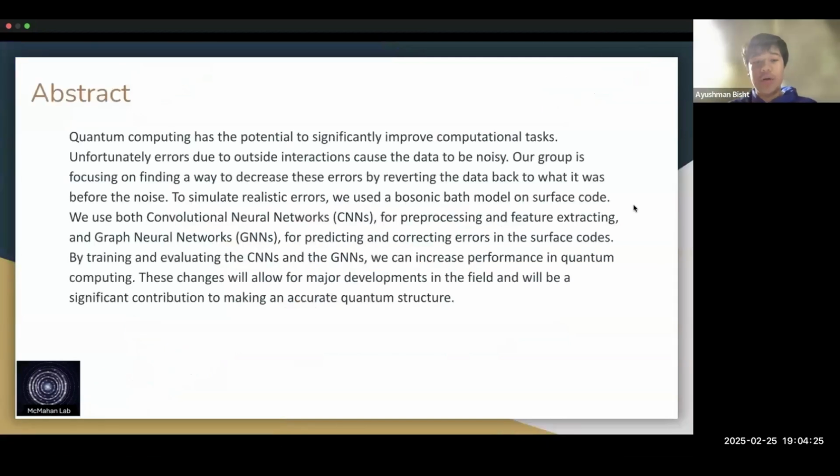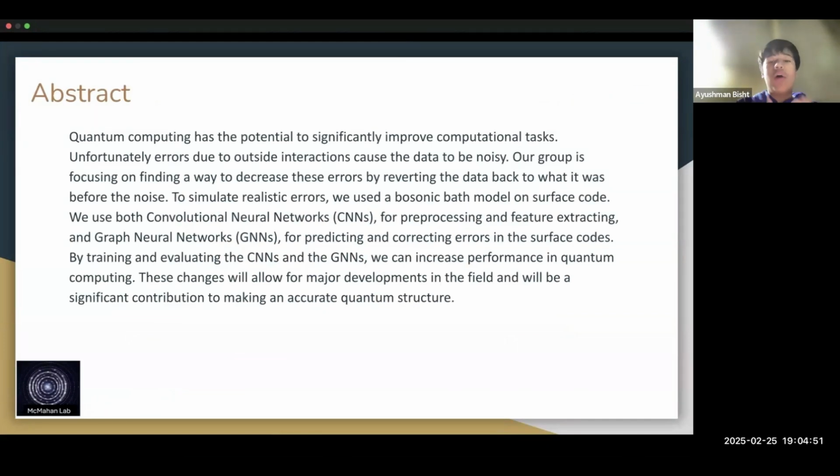Okay, so quantum computing has the potential to significantly improve computational tasks. Unfortunately, errors due to outside interactions cause the data to be noisy. Our group is focusing on finding a way to decrease these errors by reverting the data back to what it was before the noise. To simulate realistic errors, we used a bosonic math model on surface code.